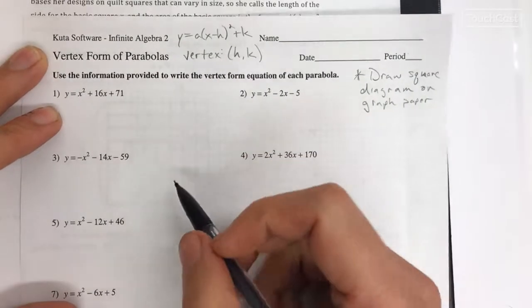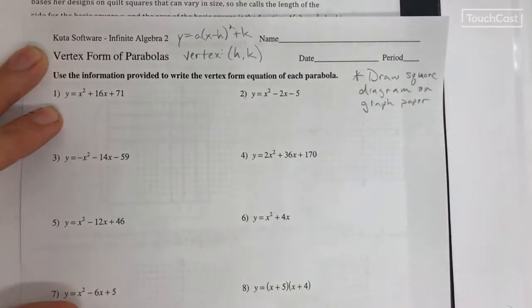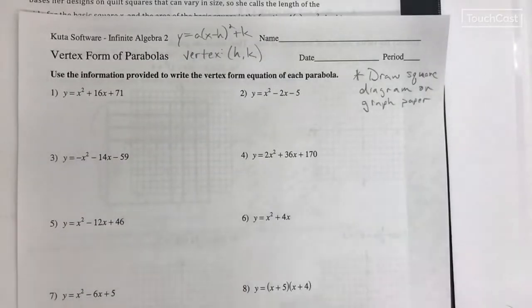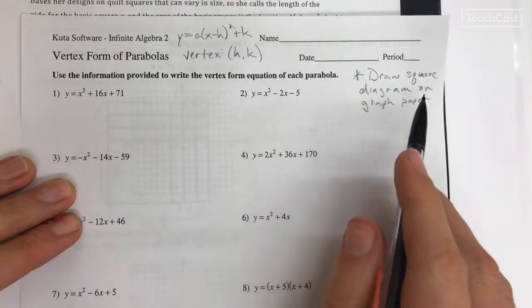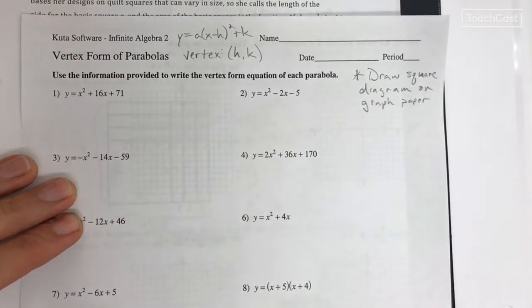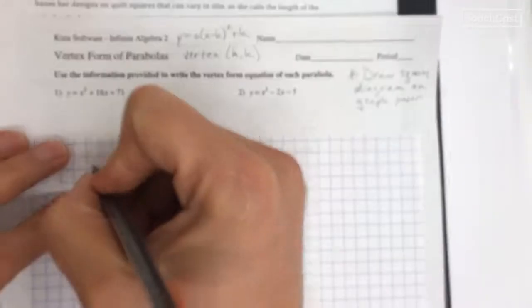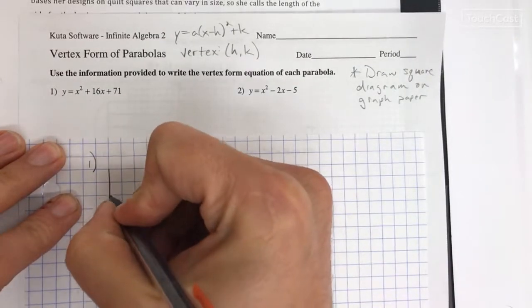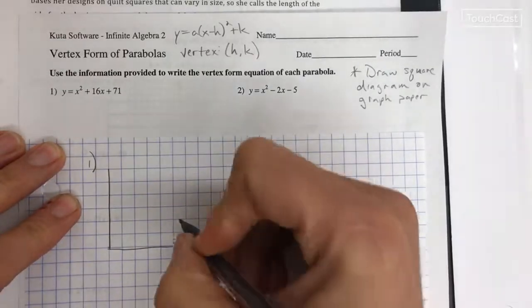So let's look at number 1 here. So y equals x squared plus 16x plus 71. Now, what we're going to try and do is make a square diagram, draw a square diagram for each of these problems, and see if that helps us, okay? So let's start here, just number 1, and I'll draw a little graph here. Make sure to make it square.